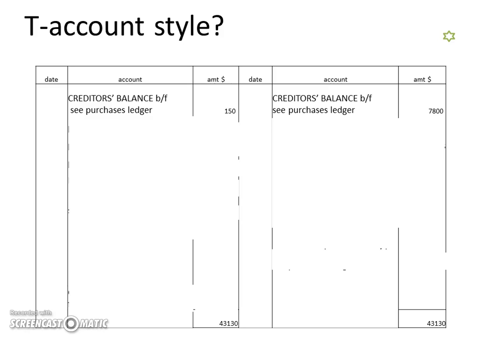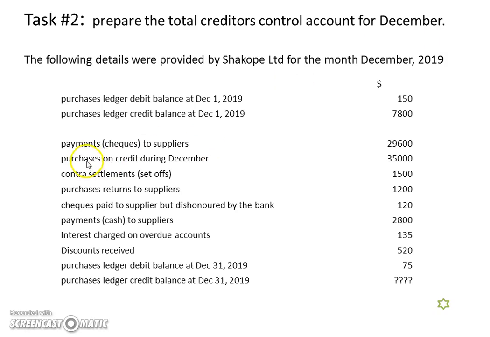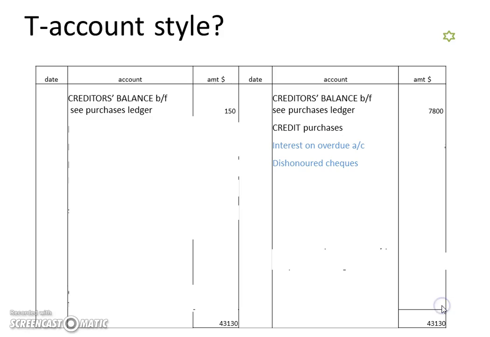So let's put in the information then that will increase the balance. So the credit purchases will increase that balance, along with the interest due on the overdue accounts and any dishonored checks. Now where am I getting this information from? Well, I'm getting this here from the question. So credit purchases, right, along with the interest charge on the overdue accounts and anything else that would trigger. Okay, good.